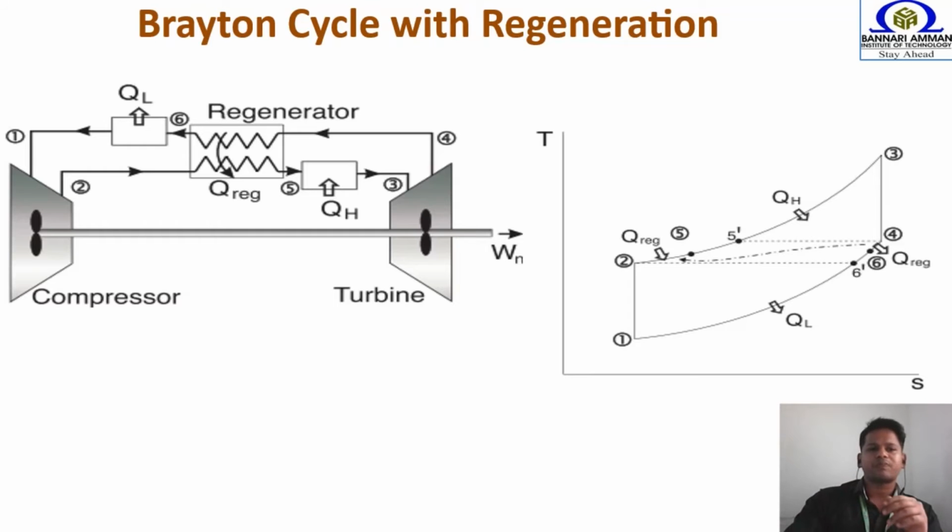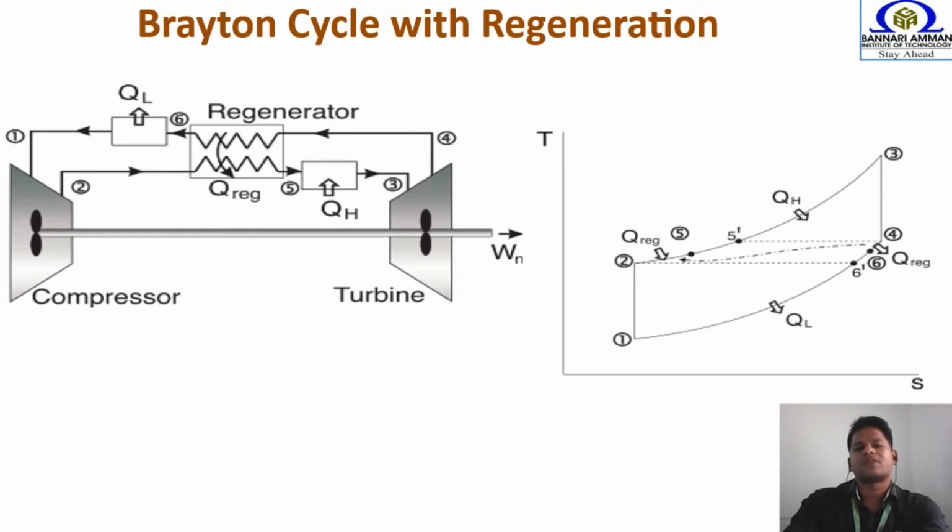You see here that processes 1 to 2 are the same. The compressor compresses the air, isentropic compression. In process 2 to 3 we send the compressed air to the combustion chamber. Here the exothermic chemical reaction happens, and after that we pass the gas to the turbine. You see here we are providing the regenerator. A regenerator is a heat exchanger. Similar to the intercooler, this regenerator transfers thermal energy from the expanded gas to the compressed air.